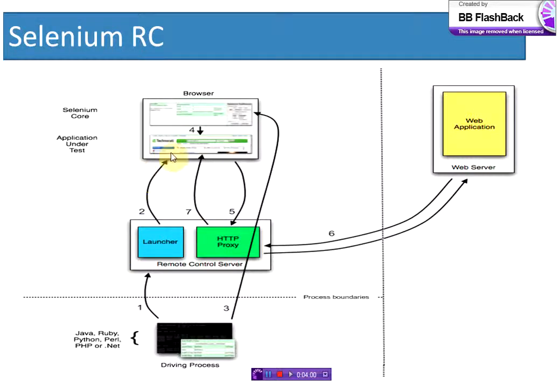The launcher will launch one web browser where the automation will be in progress, where the steps we have written as part of the code will be executed. Each and every step, each and every web request will be sent to the HTTP proxy, and this HTTP proxy will communicate with the web application and take the response back from the web application. This response will be shared again with the actual web browser which was launched by the launcher. So this is how the execution in RC happens.